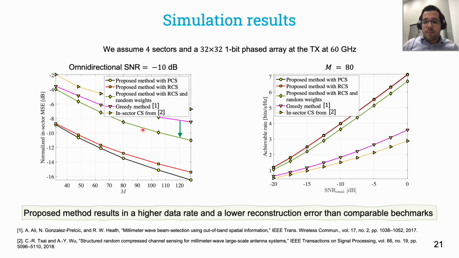Now, by further optimizing the weights to achieve a uniform illumination within the sectors, the red curve shows that we can get an additional improvement of about 4 dB in normalized in-sector MSE. Finally, by adopting our optimized sampling scheme, our method with PCS, shown by the black curve, can outperform our method with RCS. A similar performance improvement can be seen for the data rate using our proposed methods compared to the other methods.